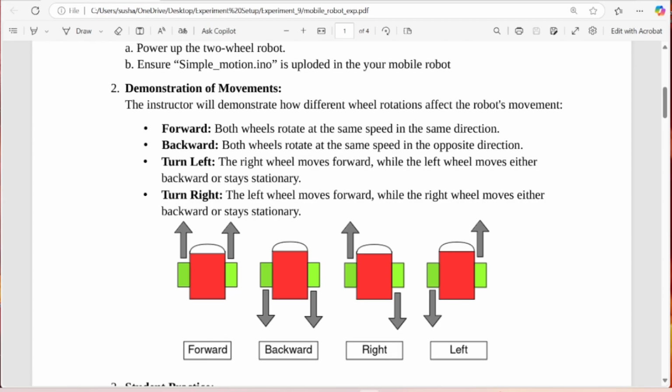Now, in the extreme right, if the left wheel velocity is on the rear side and the right wheel velocity is in the forward direction, it is going to rotate in the anti-clockwise direction. So by giving different combinations of these velocities, you can make it move forward, turn back, turn left, turn right, and rotate about a point. This is basically called a differential drive robot.